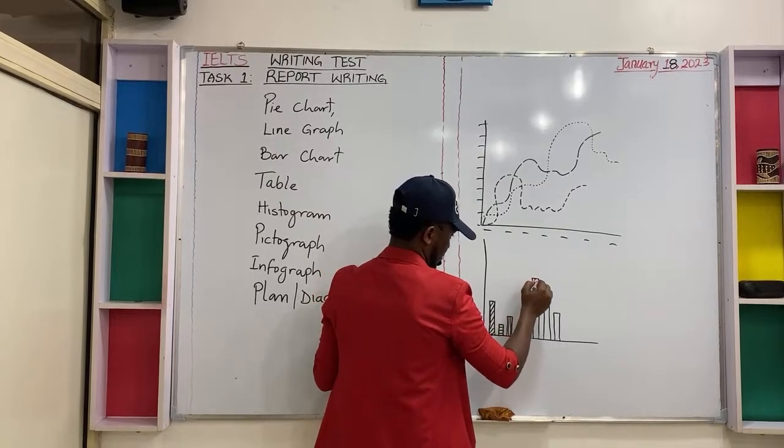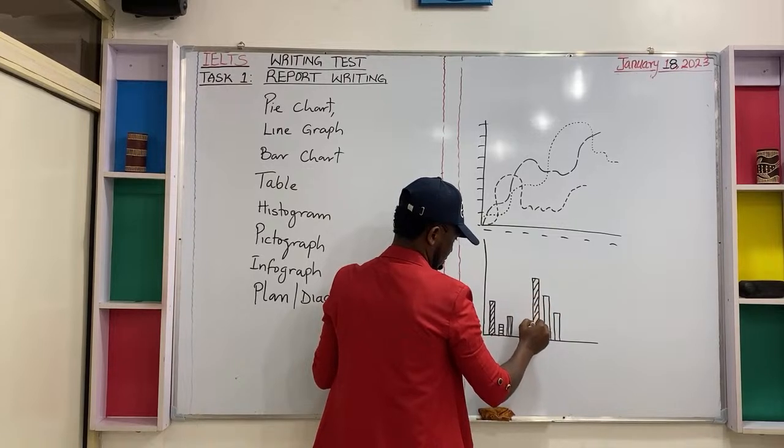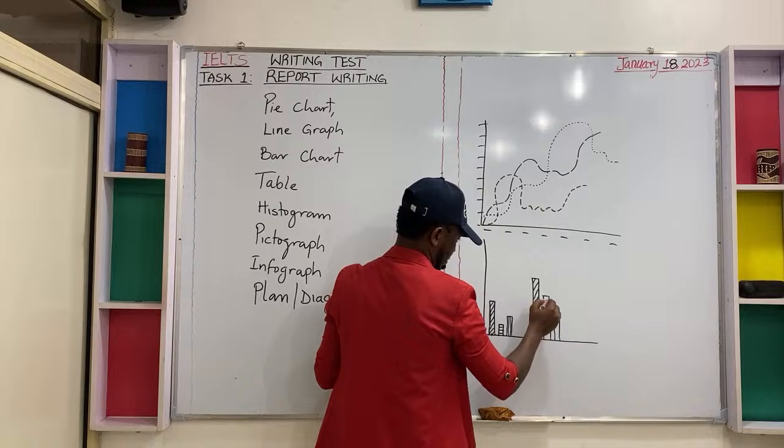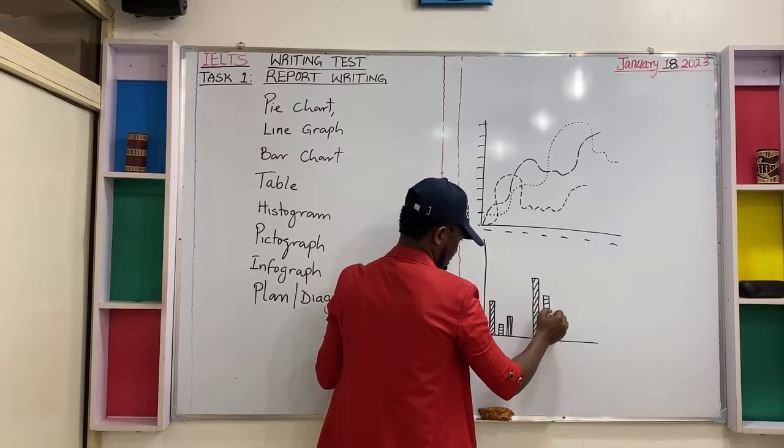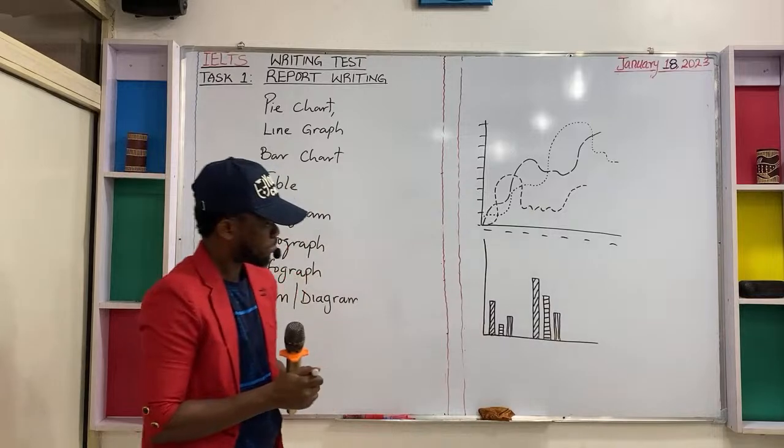And the other one, the one that takes 40 minutes, carries more marks than this one. You have to do the two. Now, your writing test consists of Task 1 and Task 2. Task 1 is usually the report writing, like for data studies. Task 2 is the essay.